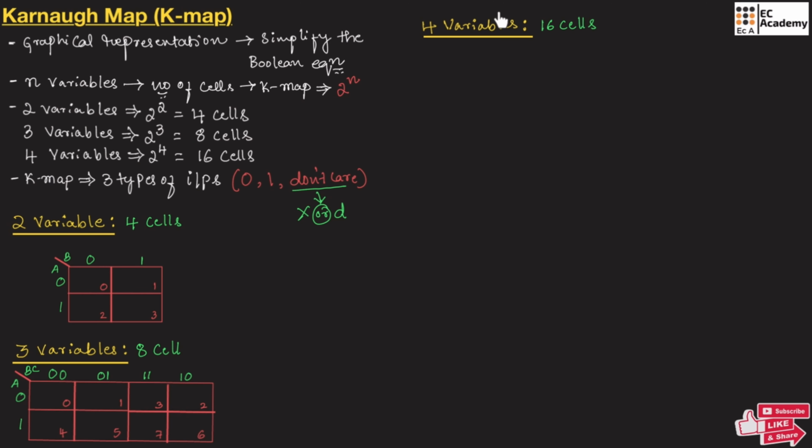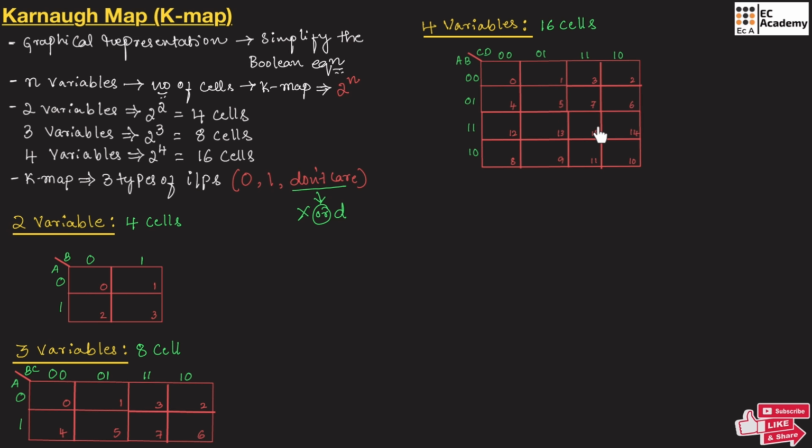Now if we are having 4 variables in a Boolean expression, we can have a total of 16 cells in the K-map. So this is the representation of K-map for 4 variables. It consists of 16 cells from 0 to 15. Here we can write AB. Corresponding to AB, we can write 0, 0, 0, 1, 1, 1, and 1, 0. And corresponding to CD, we can write 0, 0, 0, 1, 1, 1 and 1, 0.